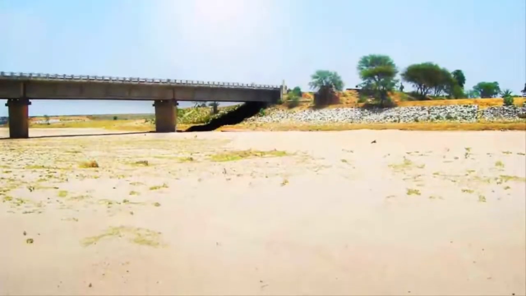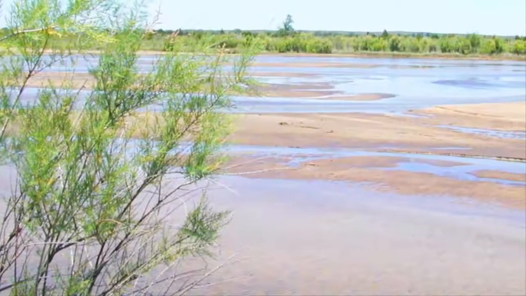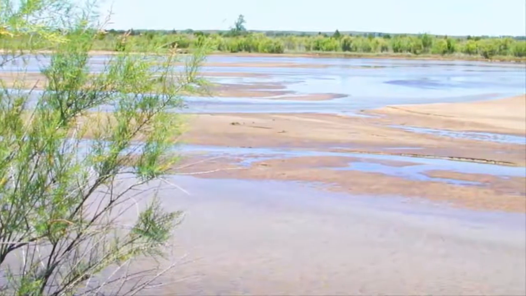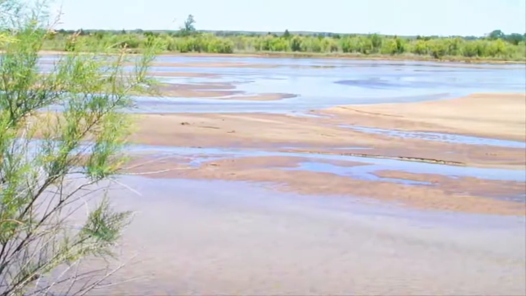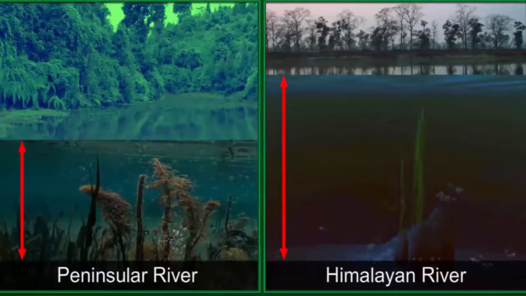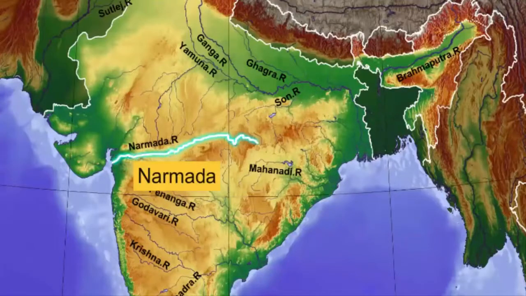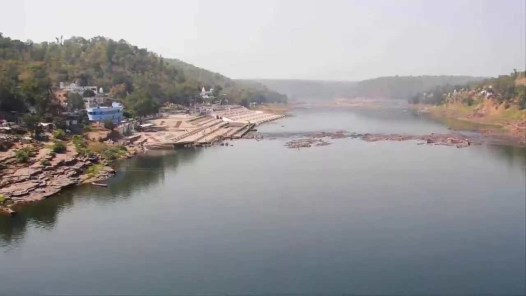During the dry seasons, even large rivers have a reduced flow of water in their channels. These are also shallower as compared to the Himalayan rivers. The Narmada is a large peninsular river that originates in Madhya Pradesh. As seen here, the Narmada has a reduced flow during the summer season.